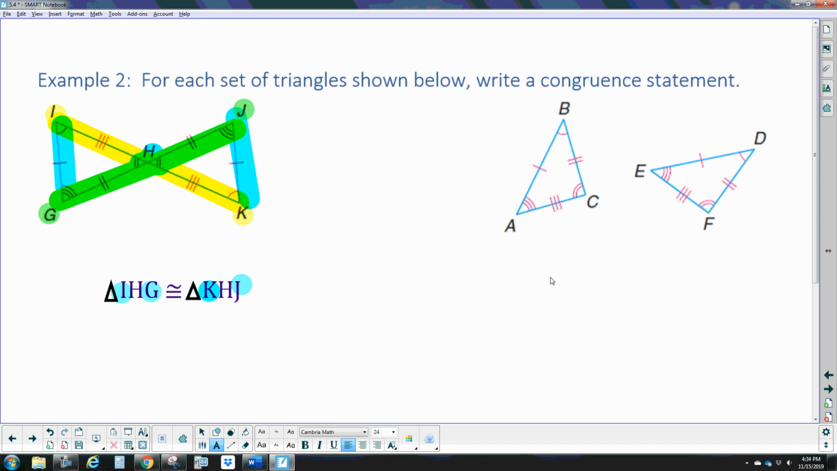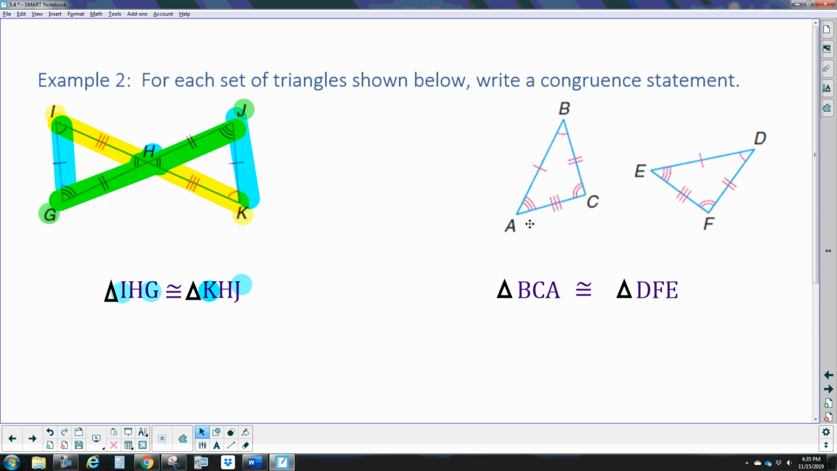Okay, now I'm going to write a congruent statement for this second set of triangles. And I'm going to start with the angles just because I think that's a little bit easier. So I'm going to go 1, 2, 3. So triangle BCA is congruent to triangle DFE. Okay, so those 2 triangles are congruent.